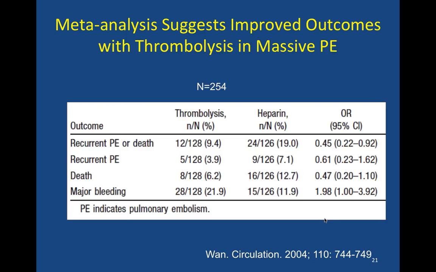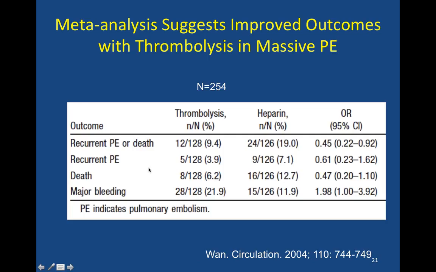Now, although this is not a good trial, there have been other studies, but not focused on patients with systemic lytics. So again, the data on systemic lytics in massive PE is not very robust, although we still use it. A meta-analysis suggests improved outcomes with thrombolysis in massive PE. So that's a meta-analysis of multiple studies, including studies that included patients with less than massive PE.